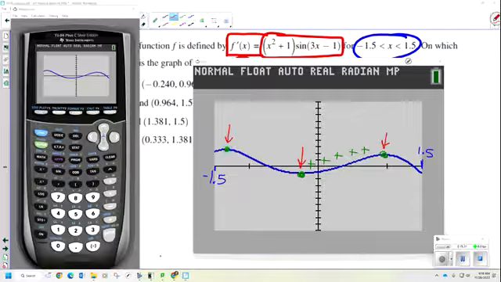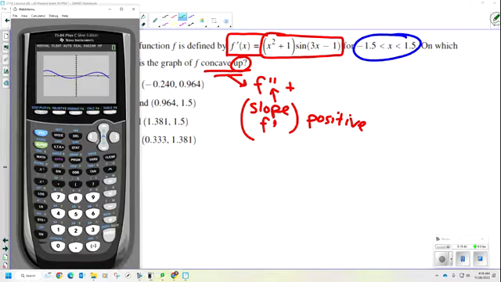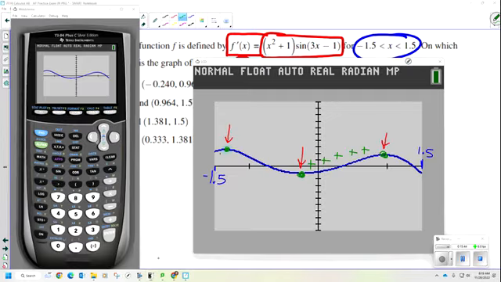Because I can't change the ink. I can, look at me go. Oh, no, we're not doing that. Let's go back to green. Because I have a positive slope in this section, and I have positive slope in this section. Remember, where the slope of the first derivative is positive, that means the second derivative is positive, and that's what we're trying to find.